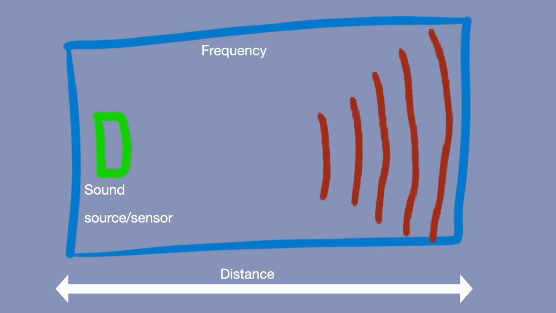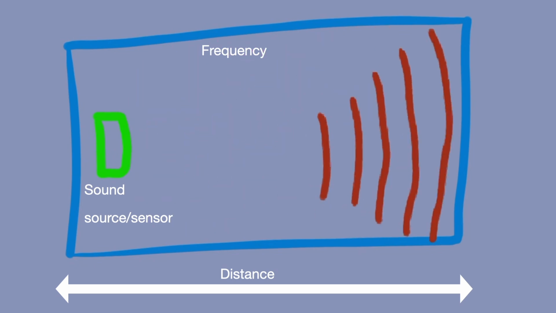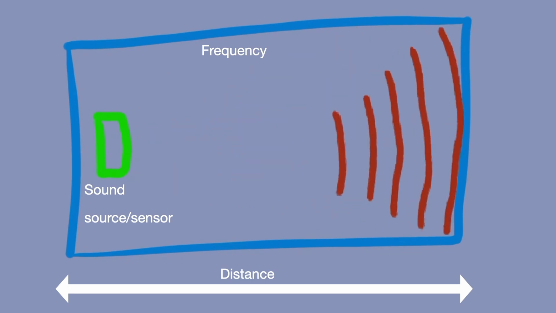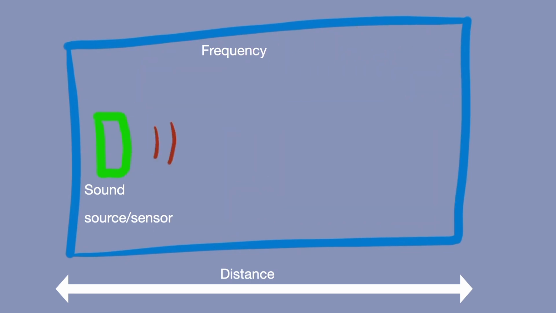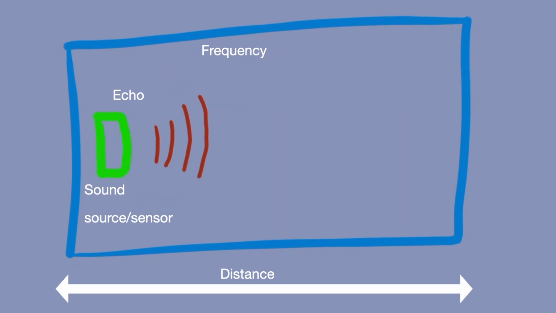So this is always dependent on the frequency. Of course, larger frequencies need probably more time to come back, and smaller frequencies also will need less distance, but it always depends on the frequency. And of course, this is called an echo.